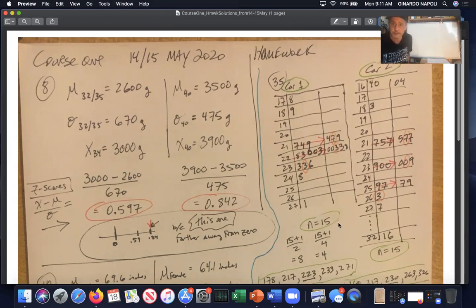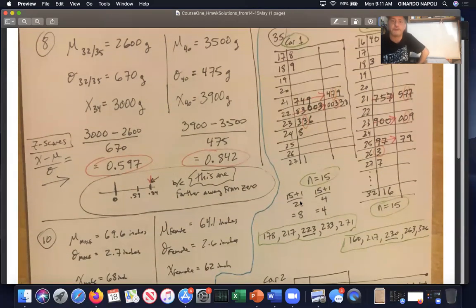Okay, both had 15. And so then 15 plus 1 divided by 2, 15 plus 1 divided by 4, or you could just do divide by 2, divide by 2. So the 8th number from the lower end was 27. The 8th number from the bottom, oh, sorry, the 4th number, my bad. The 4th number from the top, or the larger numbers, would be 23, and then the 8th number was 23. And the same thing here. That's why I circled those numbers.